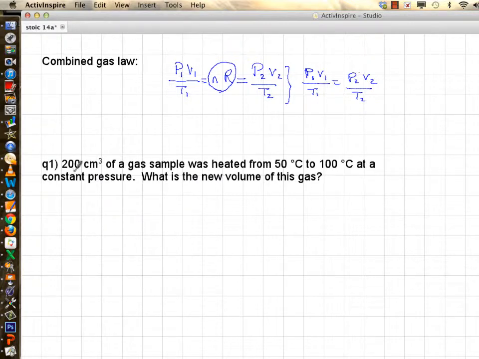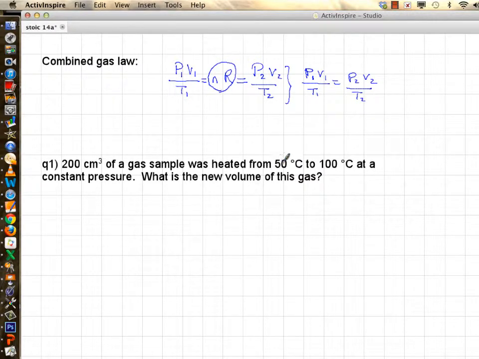gas. So the first question is, if you have 200 centimeter cube of a gas and it's heated from 50 degrees Celsius to 100 at constant pressure, what's your new volume? Now, one thing you should notice is if the pressure is in Pascal, kilopascal, or any other unit, and volume is centimeter cube, decimeter cube, both sides can be the same, but temperature has to be converted to Kelvin.